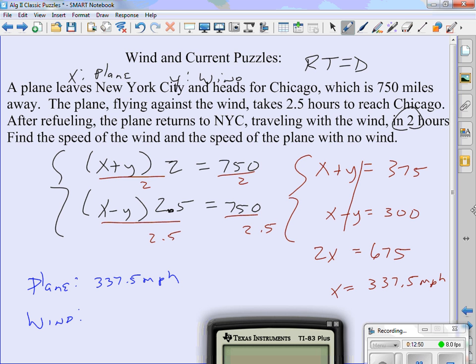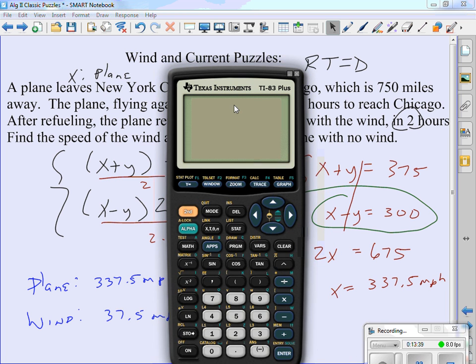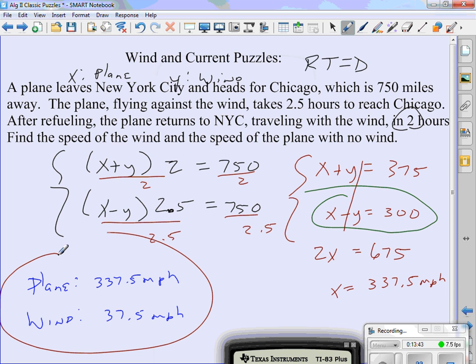Now, the way to look at it, I'm going to look right here. If the plane was 337.5, and I subtract the wind, and I get 300, how strong is the wind? You subtract 300 from here. So 37.5 miles per hour. All I did is I had 337.5 minus something is 300. So if I subtract 300 from 337.5, I get the wind, and that gives me my 37.5. So it's a strong wind and the plane is going fast, which you would think has to happen.